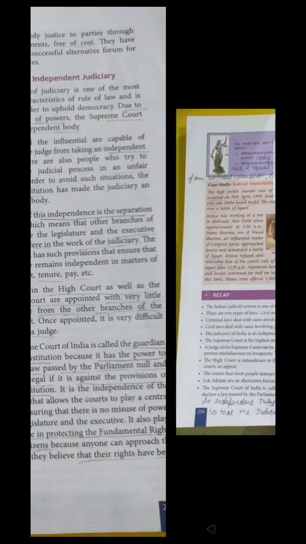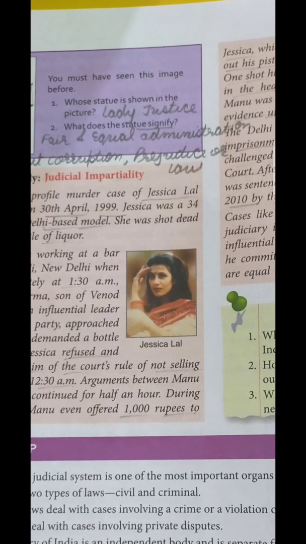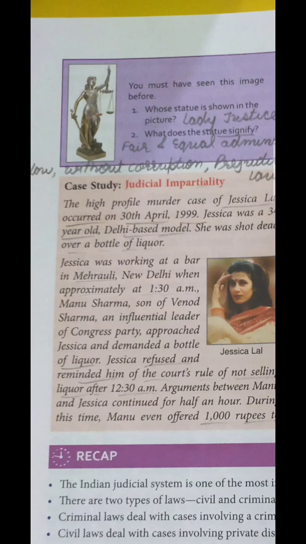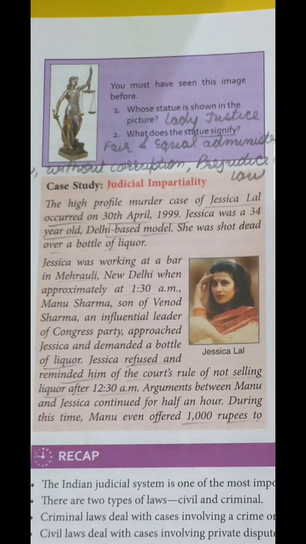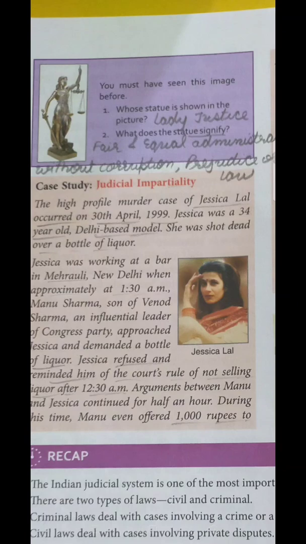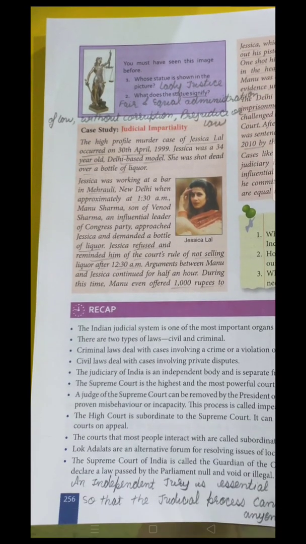So moving further, here is one picture given. Look at the picture first. You have seen this image before. The first question is whose statue is shown in this picture. Definitely the statue of Lady Justice. The second question is what the statue signifies. That statue signifies fair and equal administration of law without corruption, without prejudice. No corruption is acceptable in our constitution, and no corruption is acceptable in our judiciary system as well. They always take an impartial decision.